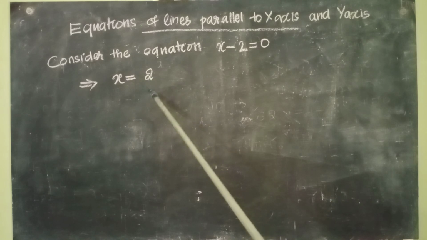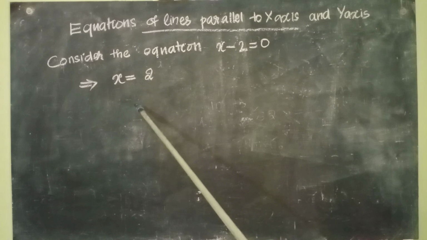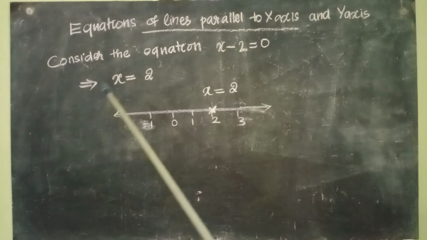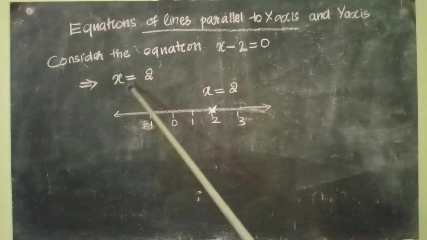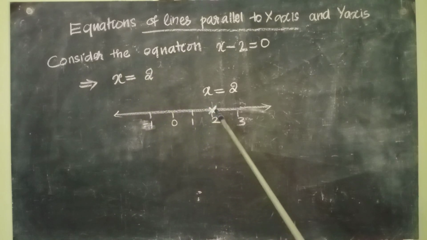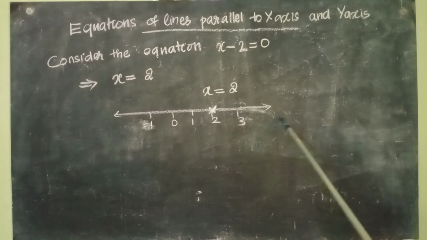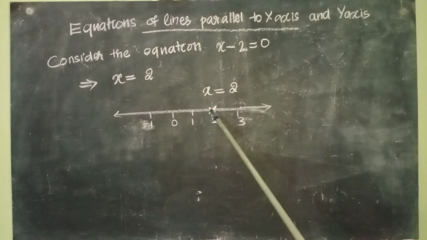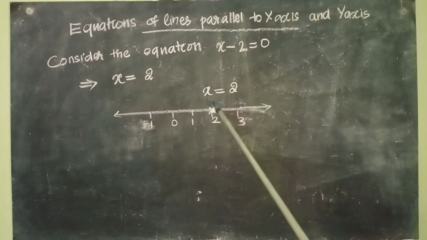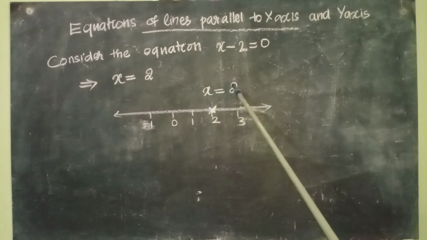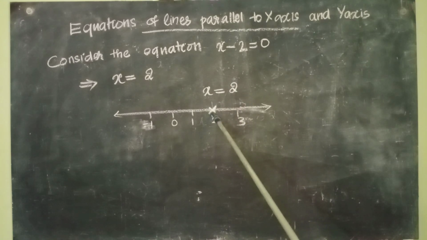X equal to 2 we can represent on the number line. So the number 2, or x equal to 2, we can represent on the number line here. This is the number line and the point 2 is here. So this is the representation of x equal to 2 on the number line.